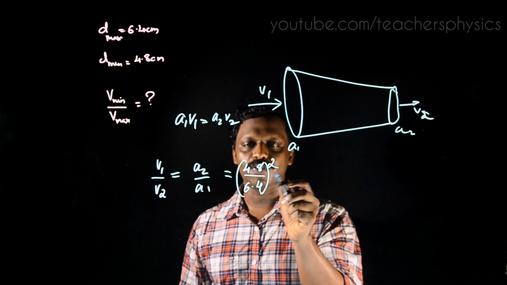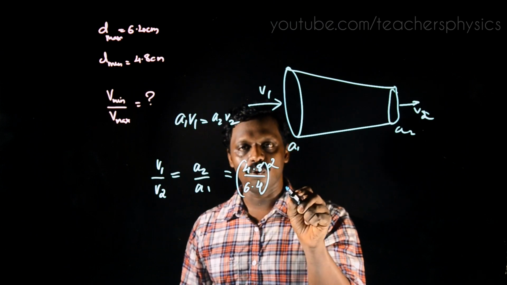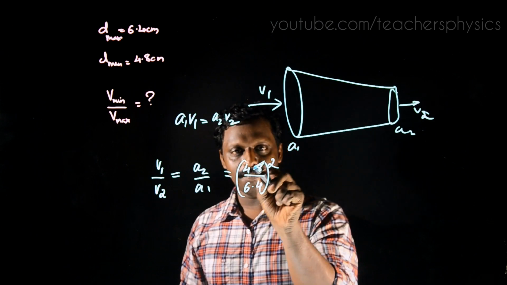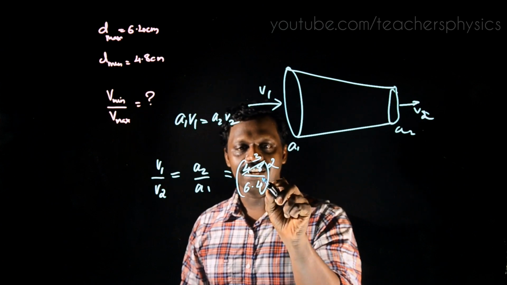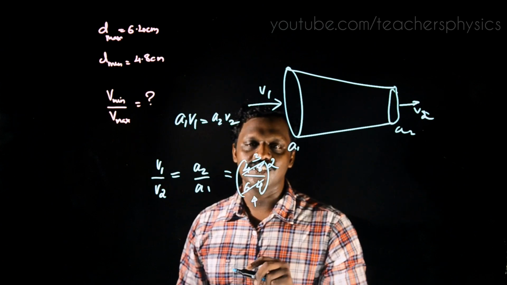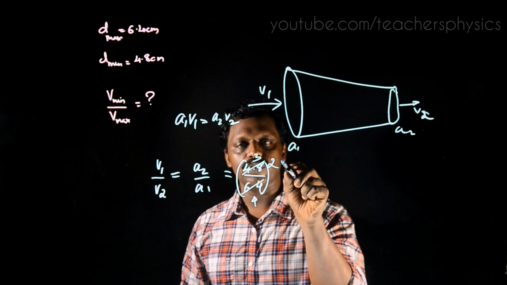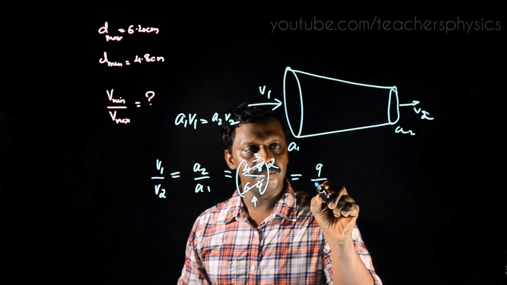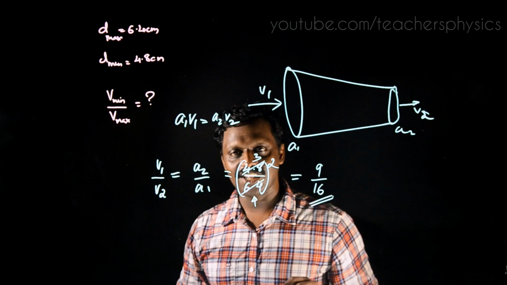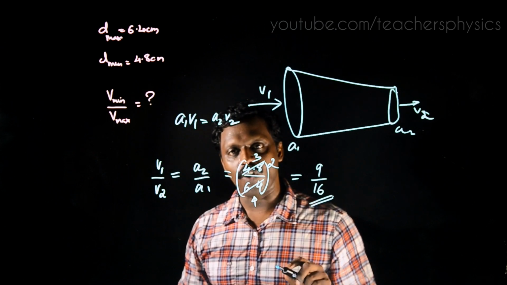So it is same as 48 divided by 64 the whole square. That is 16 multiplied by 3 is 48 and 16 multiplied by 4 is 64. Therefore 3 over 4 the whole square, 9 by 16. 9 is to 16, and so it is option 1.